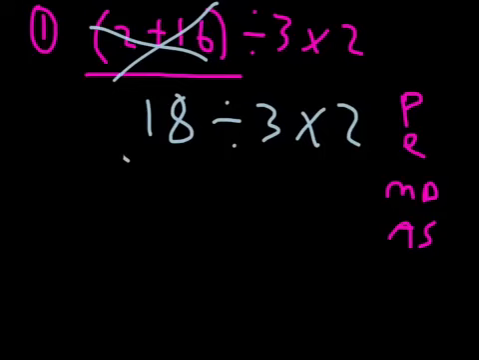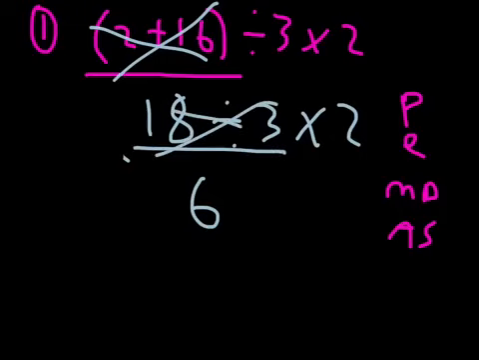So then from there, we go parentheses, nope, none left. Exponents, no exponents. We do have multiplication and division here, and our division comes first, so we need to do that. 18 divided by 3 is 6. That equals 6. Did it. And now we just have my times 2 left. And then 6 times 2 is 12.